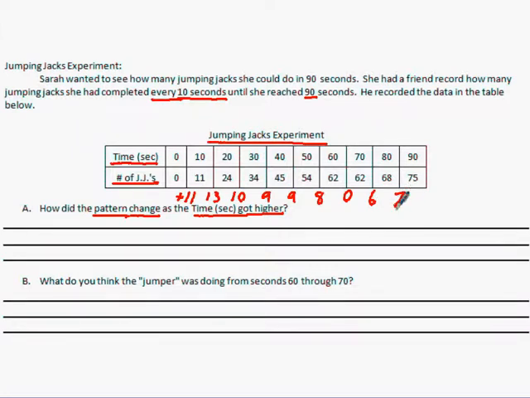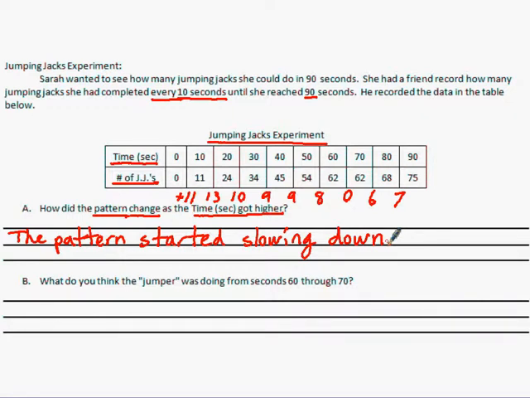Alright, so we start out adding a high number, we end up adding a lower number. So it looks like the pattern changed by going up slower and slower. So the pattern started slowing down. Now, the jumping jacks always got higher, but it got higher at a slower rate.